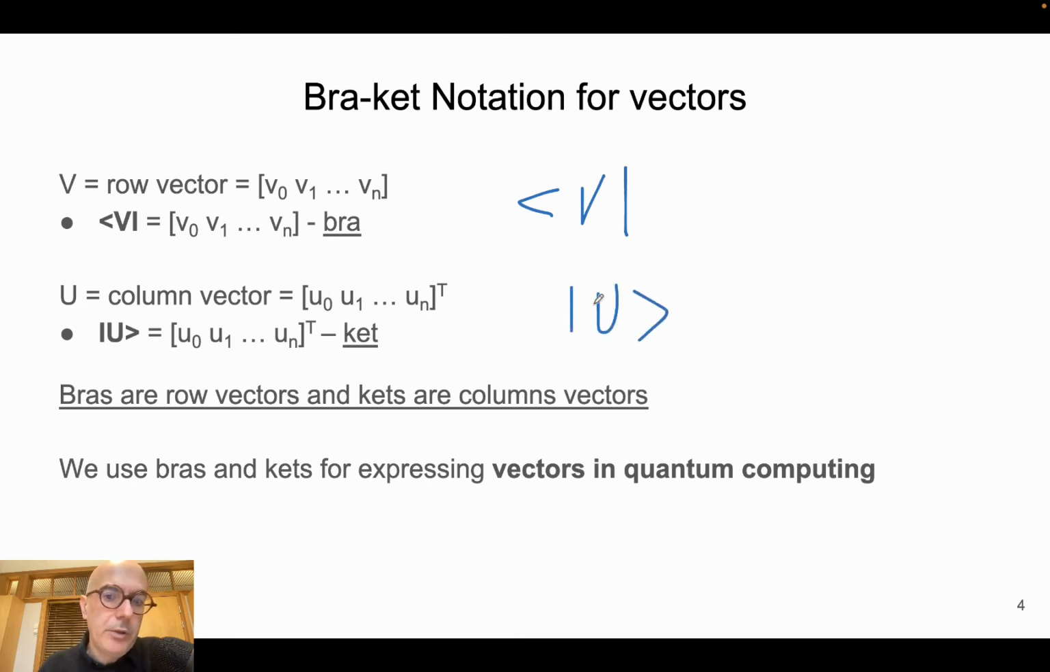A ket U in the ket notation will be just a column vector with all the elements. And you note here that we have the transpose, so this is actually a column vector. The major difference between bra and ket is basically that one is a row vector and the other one is a column vector. Bras are row vectors and kets are column vectors, and we will use bras and kets for expressing vectors in quantum computing.